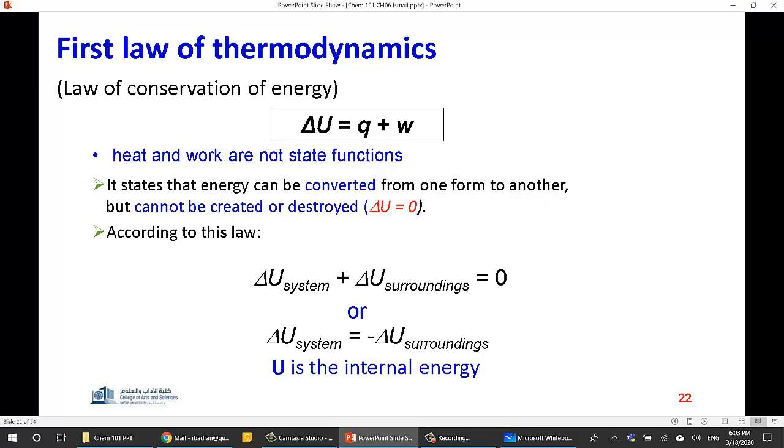Delta U is called the internal energy of the system. It's measured in joules. Q is the heat, and W is the work. The addition of these two terms will give you the change in internal energy, which is delta U. So delta U for the universe is actually delta U for the system plus delta U for the surrounding.